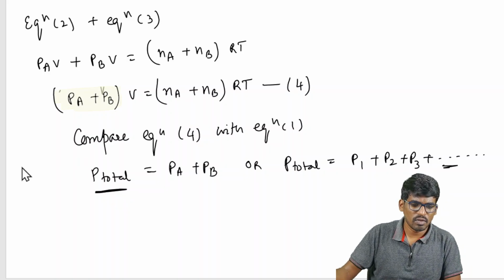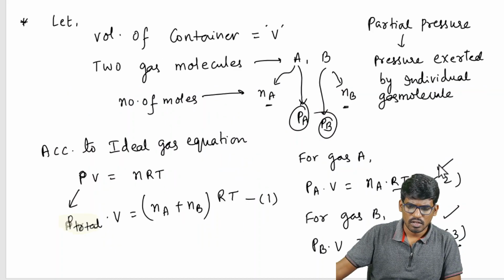Now what we are going to do? Let us say we got equation 4, and we have equation 2 and equation 1 also there, right? What is supposed to be done?